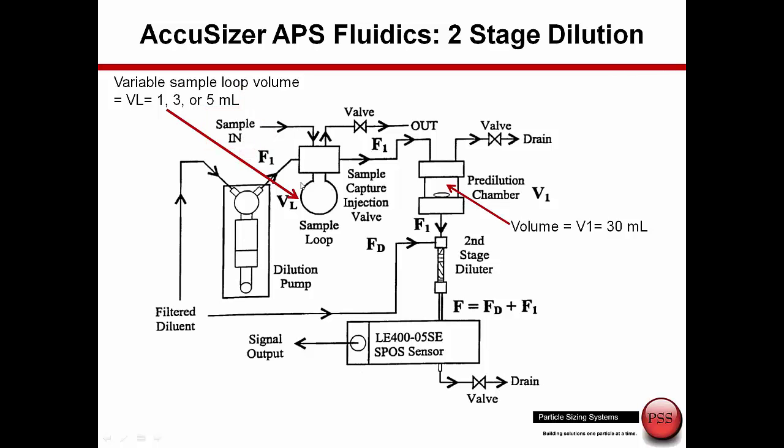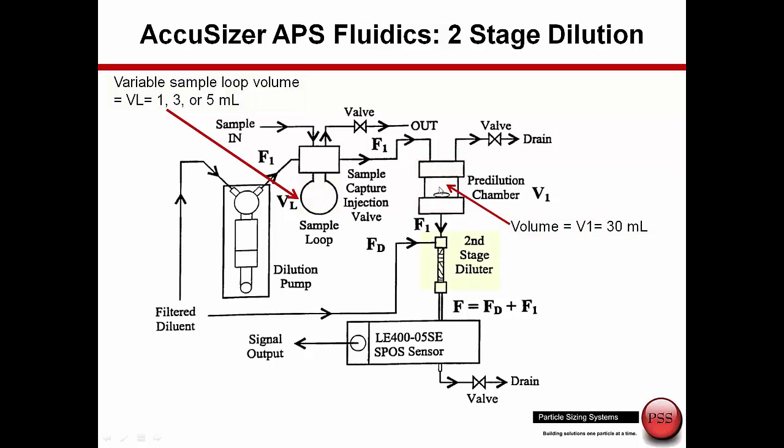We'll aspirate the sample, and we bring it into a sample loop so that we very carefully define the sample volume. From the sample loop, it is then transferred into a dilution chamber. The loop has volume VL, and the dilution chamber has a volume V1. We can vary these. VL could be anywhere from 1 or even 0.5 mL up to 5 mL. Typically, if VL is 1 and V1 is 30, you see a 30-to-1 dilution in the pre-dilution chamber.